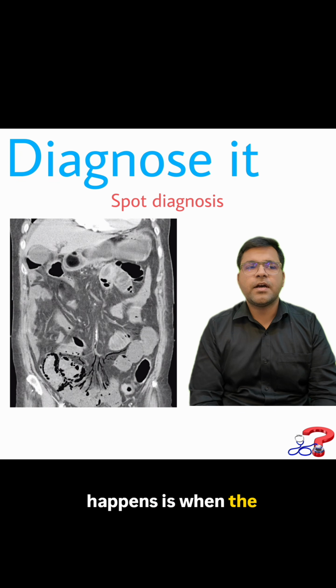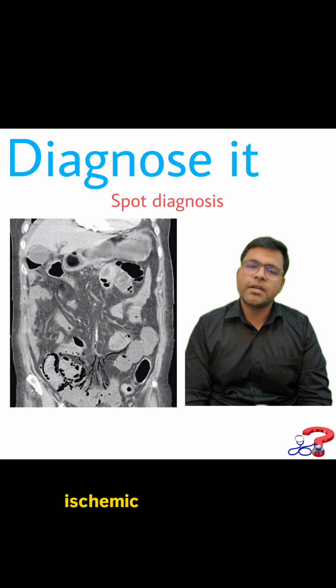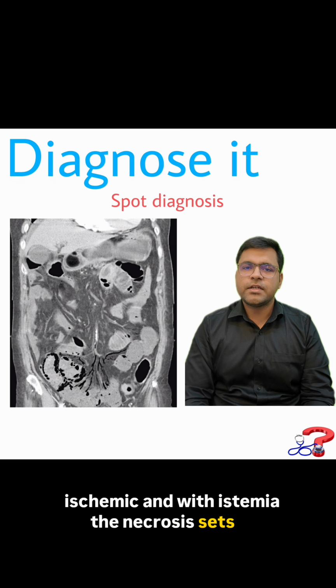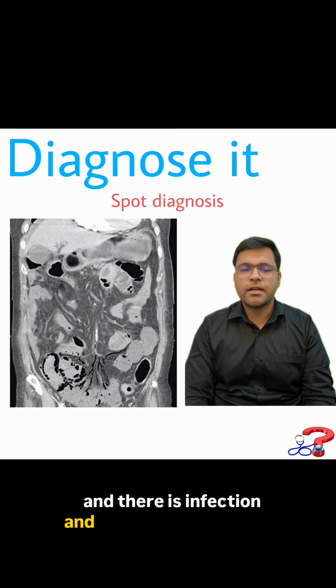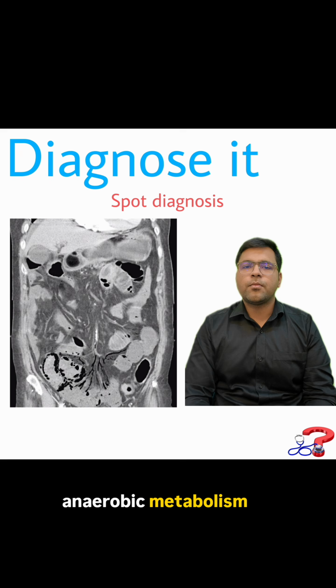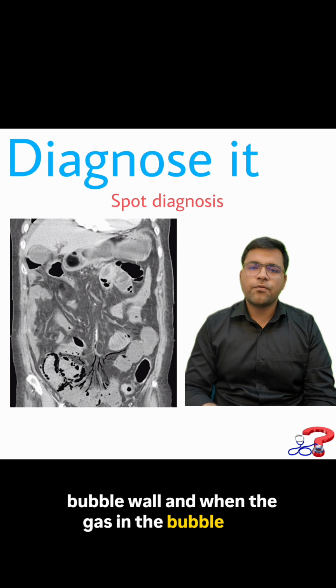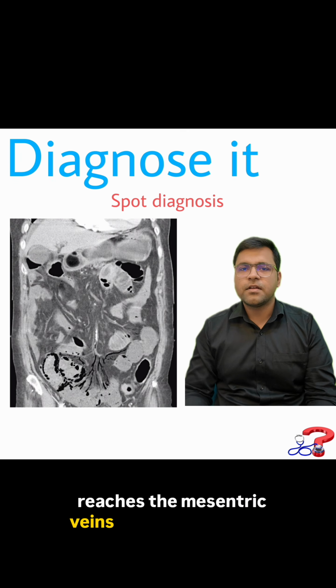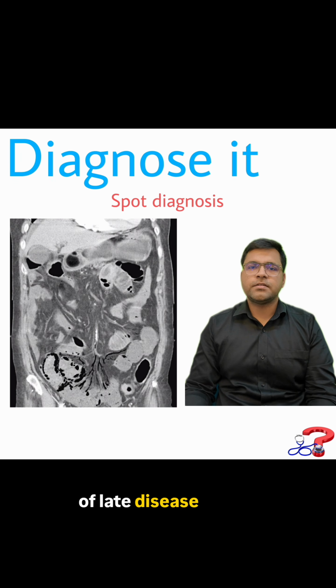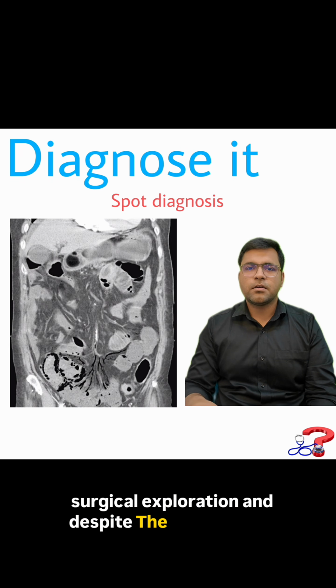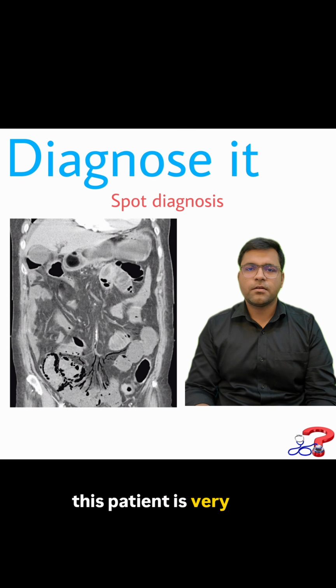So what happens is when the artery is occluded, bowel gets ischemic, and with ischemia, the necrosis sets in, and there is infection and necrosis that leads to anaerobic metabolism and formation of gas in the bowel wall. And when the gas in the bowel wall reaches the mesenteric veins, it means it is a sign of late disease, and the patient needs an urgent surgical exploration. And despite that, the prognosis of this patient is very poor.